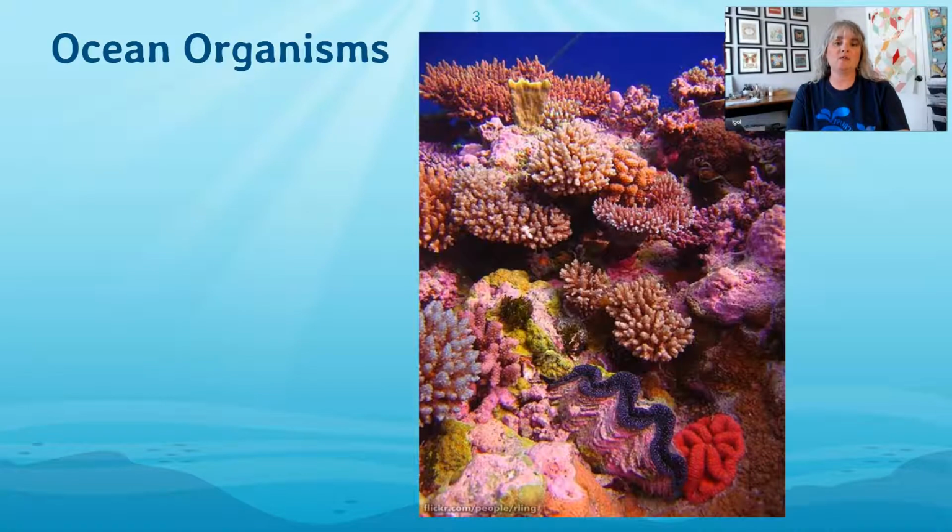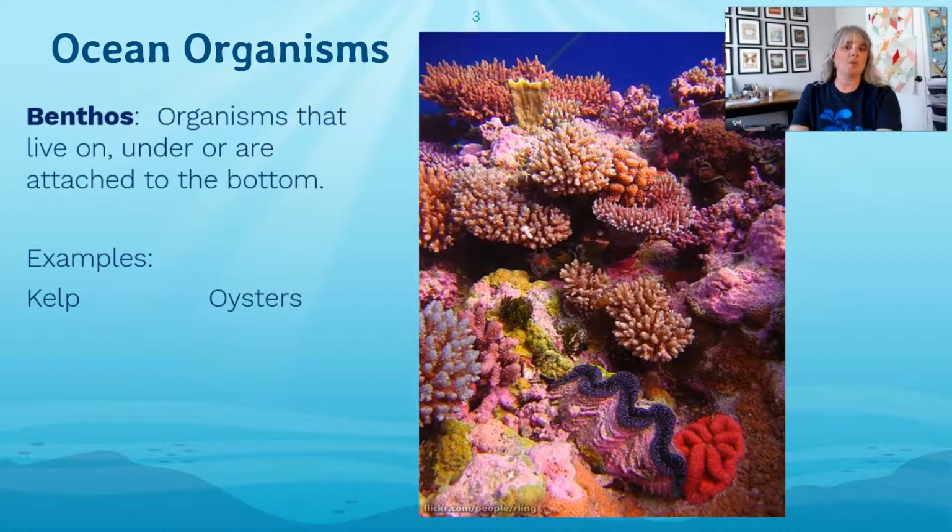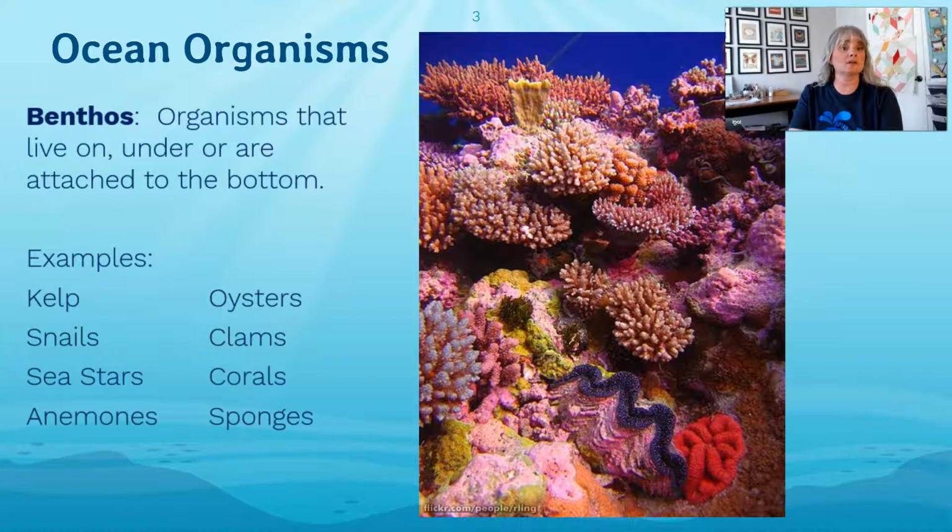All right, we're going to talk about different types of animals. The first type of ocean animals is called benthos. Benthos are organisms that live on, under, or attached to the bottom of the ocean. You can see in this picture we've got some examples. We've got kelp or seaweed, oysters, snails, clams, sea stars, corals, anemones, and sponges. I'm sure there are more types. These are just a few examples, but these are things that are alive, but they live or are attached to the bottom of the ocean.